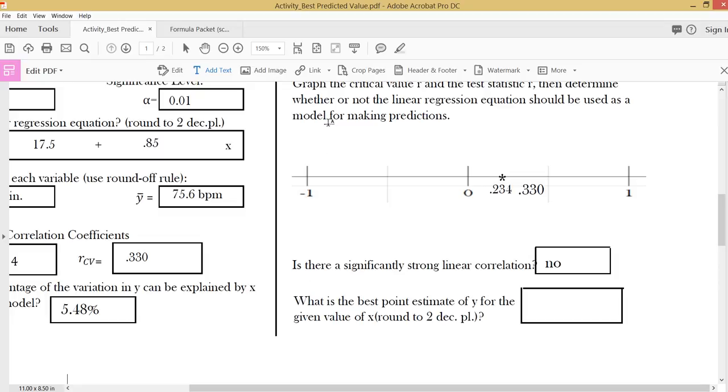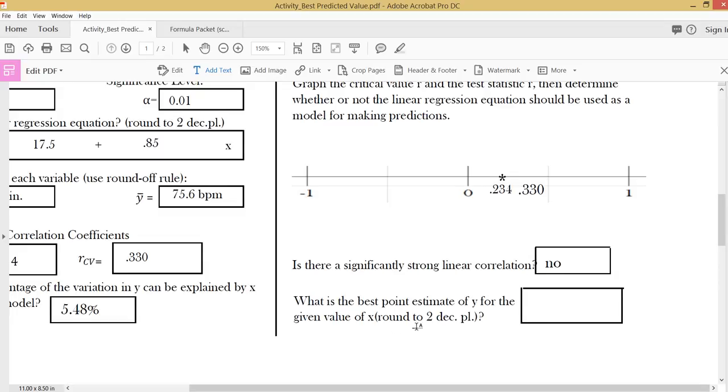Then we can also come over here and talk about what this means. Is there a significantly strong linear correlation? No, right? We already determined that our test statistic was not stronger than our critical value. So no, which means we shouldn't use that linear equation. We should not use that to make predictions. We would not be justified in doing so. So then what can we do to answer this question instead? Unfortunately, we just have to go with the next best thing.